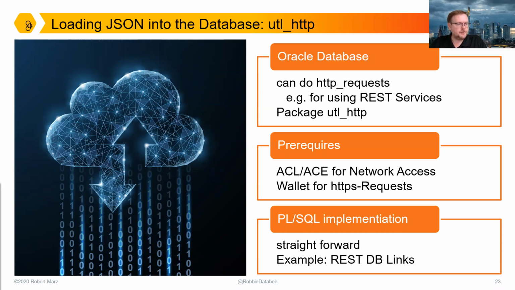So you can use the package UTL_HTTP. You have to enable that to allow the database network access. This is very important for security reasons. If you want to query HTTPS REST services, you will have to put a wallet in place. Once this is configured, it works very smoothly, very simple out of the box, and you can straightforwardly implement REST calls to query REST interfaces and load JSON documents into your database by yourself.